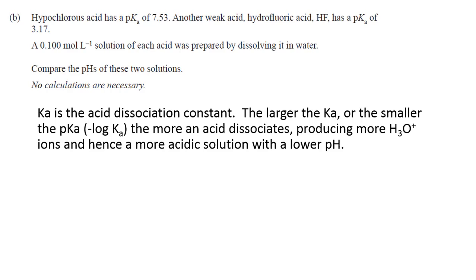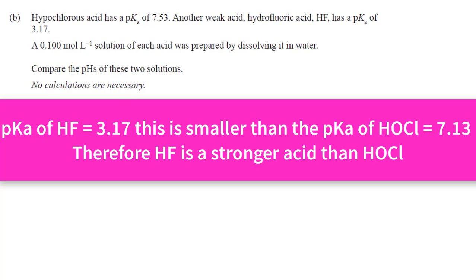So if we link that into the question here, hypochlorous acid has a pKa of 7.53. That's much higher than hydrofluoric acid, which has a pKa of 3.17. So HF, or hydrofluoric acid, with the lower pKa of 3.17, is going to dissociate more in water. So the 0.1 mole per litre HF solution is going to have more H3O+ ions present, which means it will be more acidic and it will have a lower pH. So that's the key idea there. We just need to put that into some sentences to answer the question fully. So let's have a look at how we do that.